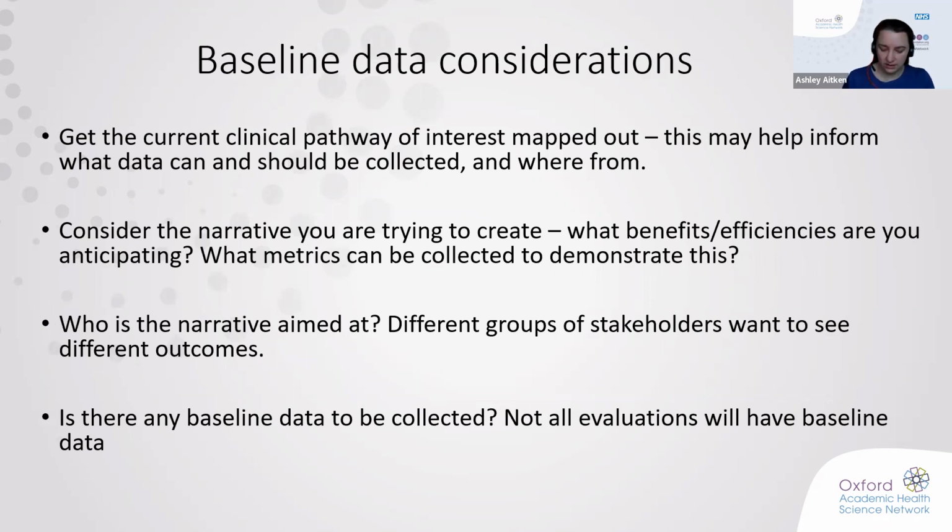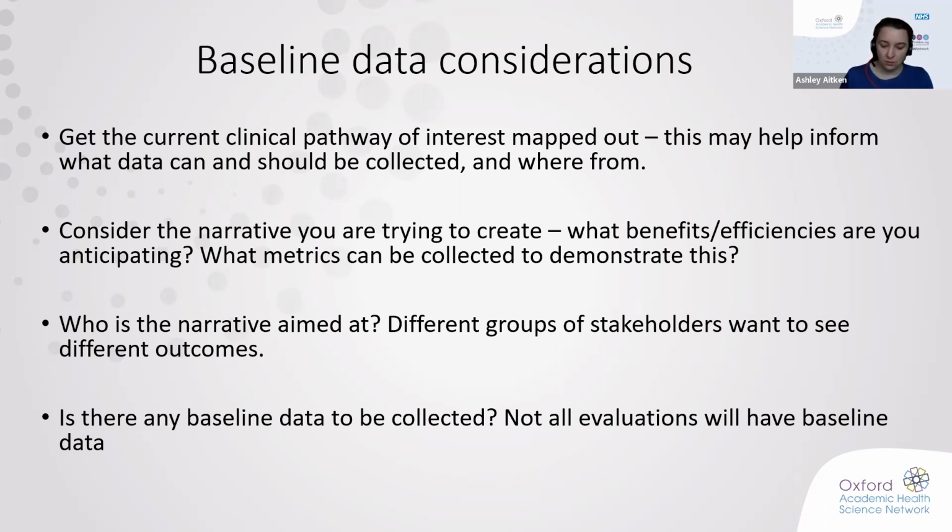So when we're considering our baseline data, really the best place to start is getting your current clinical pathway mapped out as far as you possibly can. This was discussed in webinar 1, but usually a good place to start looking for things like this is NICE, or speak to your clinical partners. They should be able to help you map that out, and you can start seeing as part of that where potential bottlenecks are and where the big cost points are. And if you can start addressing some of those, that's always helpful.